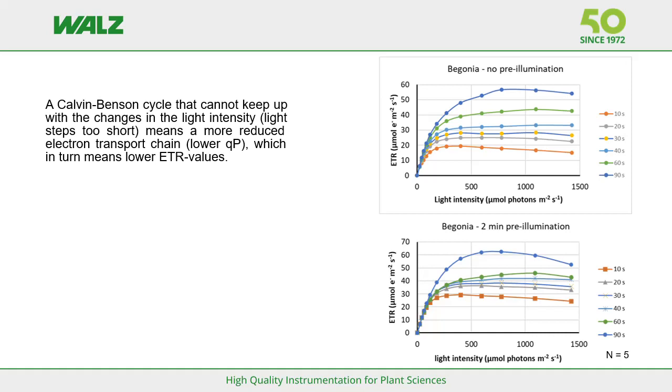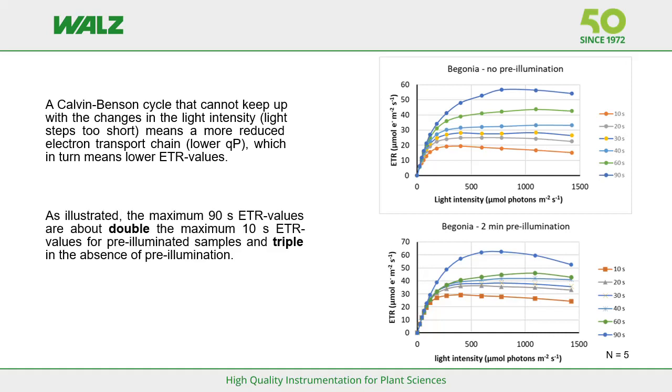On the slide, 2 experiments with begonia leaves are shown. The top panel shows an experiment without pre-illumination and the bottom panel with pre-illumination. The variable in both windows is the length of the light step, which was varied from 10 to 90 seconds of illumination. In both cases, you see that the maximum ETR value approximately doubles or even triples on increasing the step length from 10 to 90 seconds. Further, these panels show that in the absence of pre-illumination, mainly the lower light intensities of the shorter step lengths are affected.